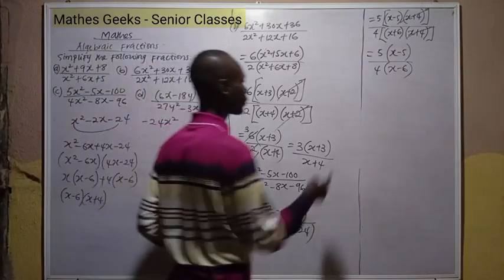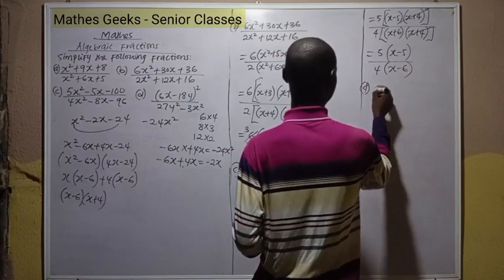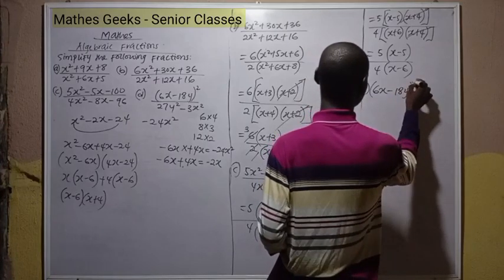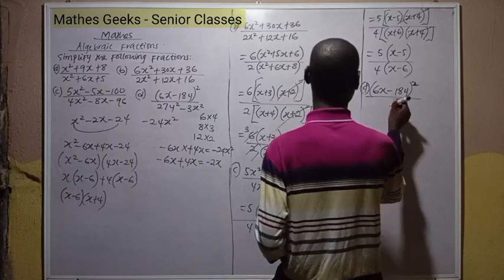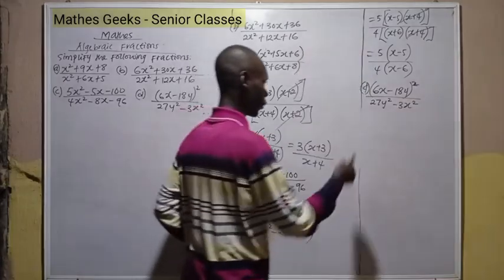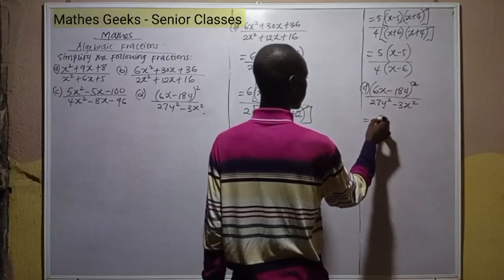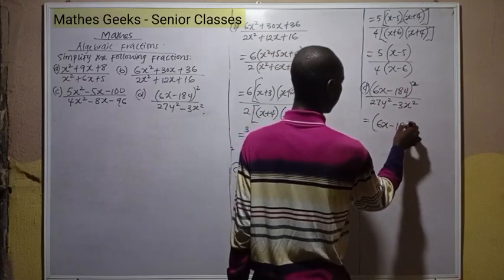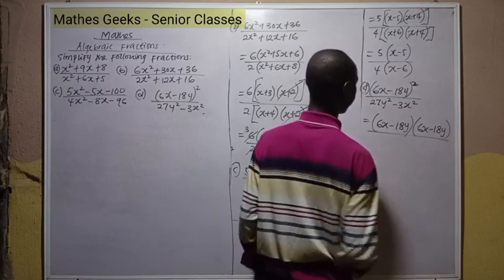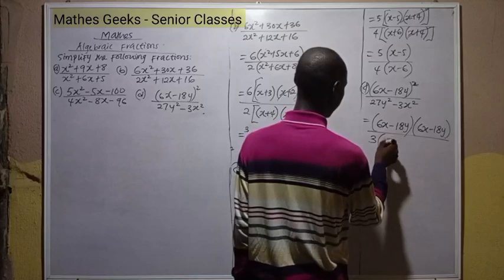So let's do C. Sorry, D. So D is 6x minus 18y over 27y squared minus 3x squared. What this implies is that we have 6x minus 18y over, then here we can factor out 3, which gives us 9y squared minus x squared.